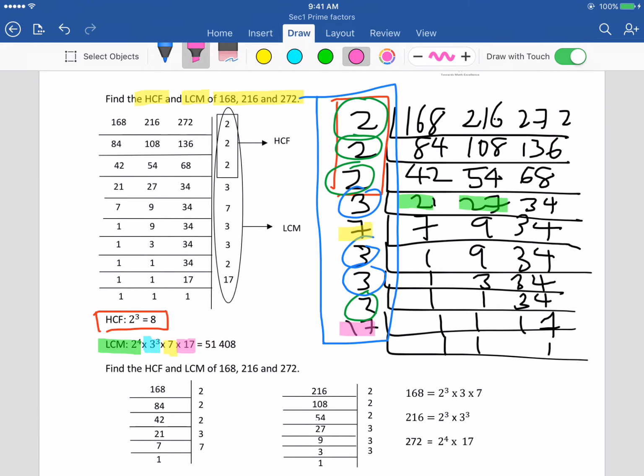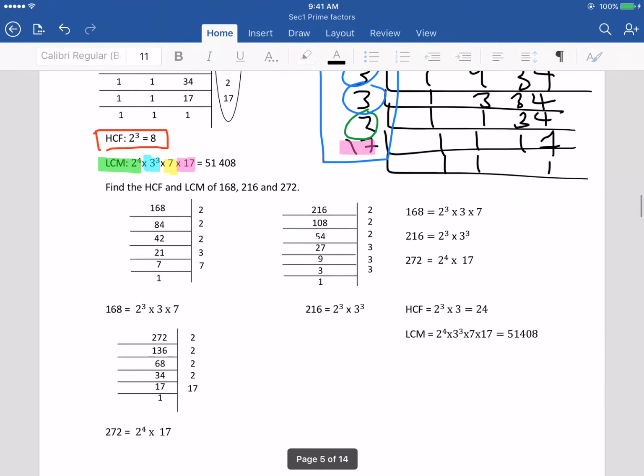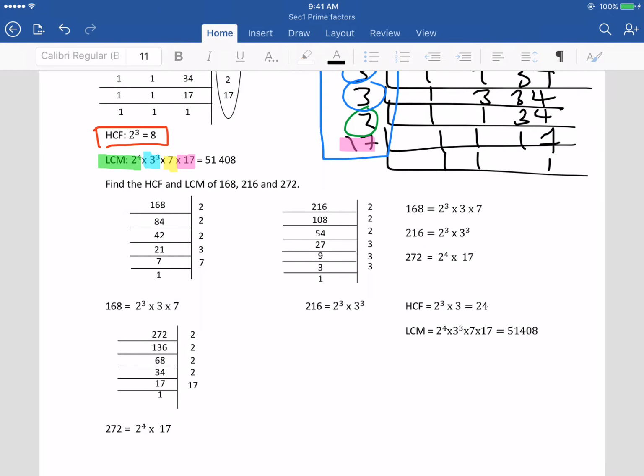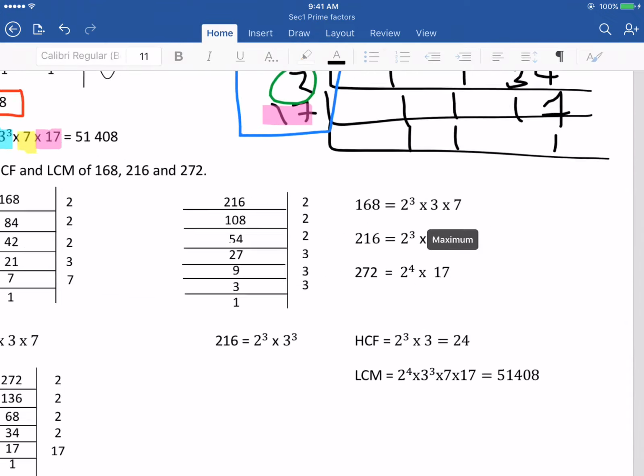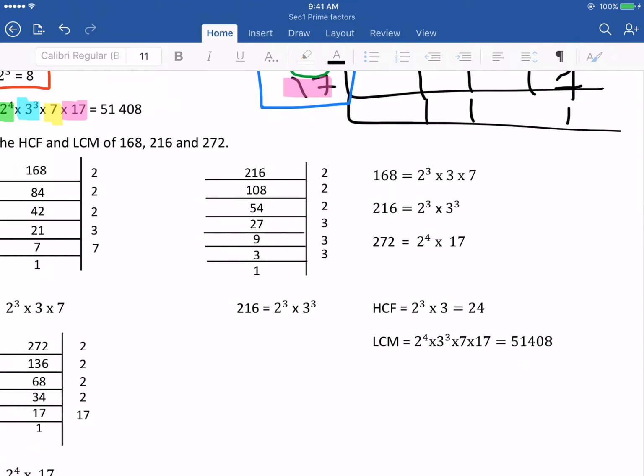Okay, the next one is this one. You're supposed to find HCF and LCM between 168, 216, and 272. So what I need to do, the other method, remember, is actually to what? To express each of the numbers in terms of prime factors. Okay, so the working will be 168, and prime numbers will be this one. 216 is this, and 272 is this. Okay, so how am I supposed to find the HCF and LCM of this?